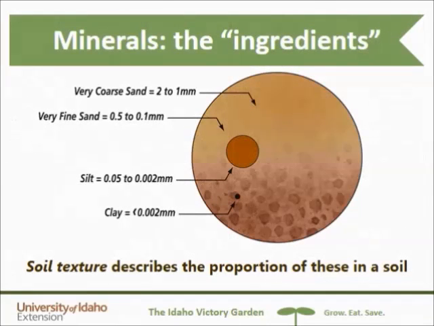The mineral particles in the soil are going to be broken down into three different size ranges depending on the parent material. This can go from sand to silt to clay, and you can see from this picture sand is the largest particle size, followed by silt, and then finally clay, and clay is very small. The proportion of these three materials in a soil is known as the soil texture.